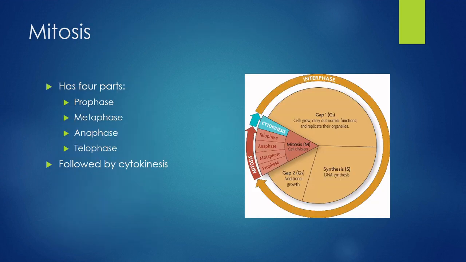Alright, so now let's dive into mitosis itself. There are four parts. Basically, if you remember PMAT, prophase, metaphase, anaphase, telophase, that is the order that the process takes place. And then after telophase, you have cytokinesis. We talk about them as separate things because they are, but telophase and cytokinesis essentially happen at the same time.